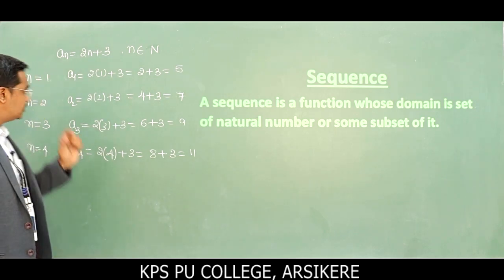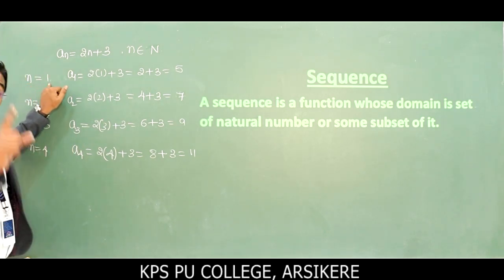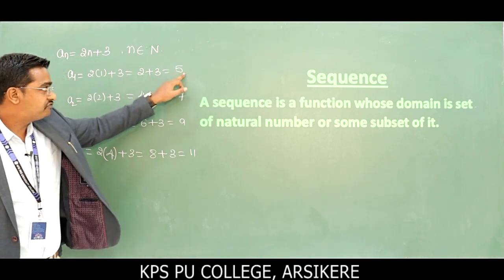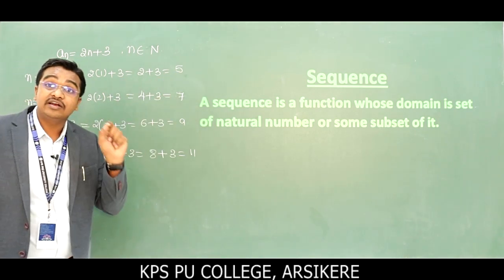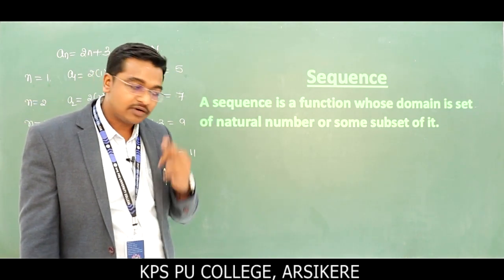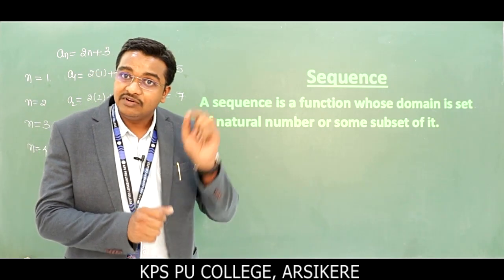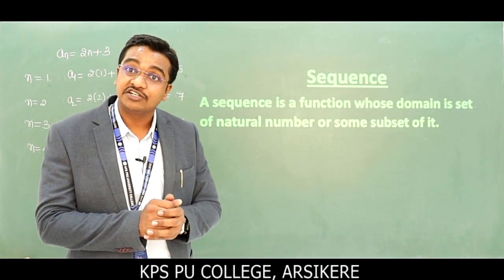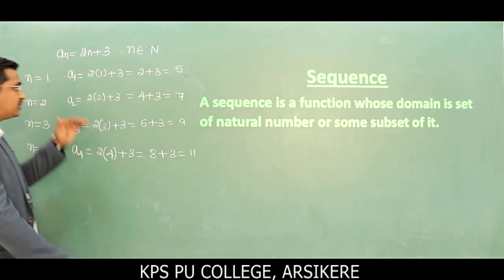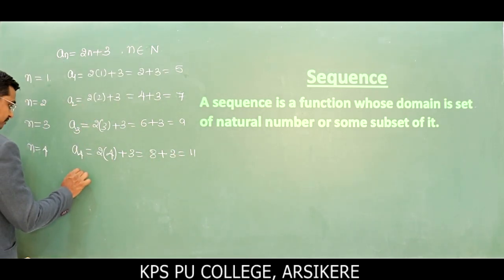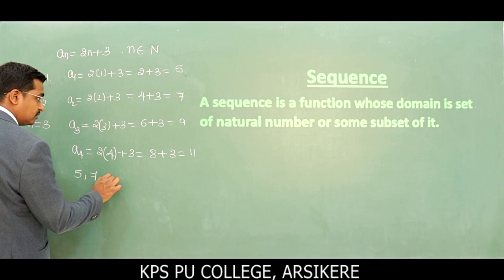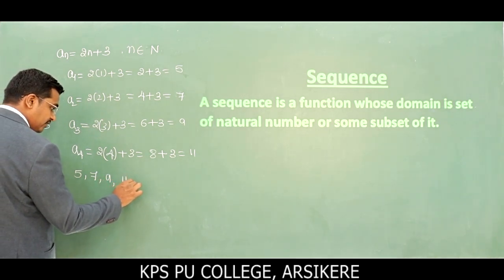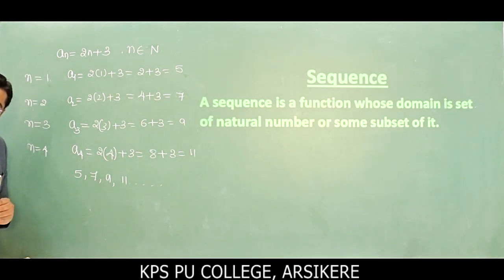Okay. So when we substitute n is equal to 1, we obtain a unique value, that is 5. So this is what we call a function. Understood, children? We will discuss functions in detail in the second chapter, relations and functions. Now observe here. If I list these numbers 5, 7, 9, 11, it continues for different values of n.